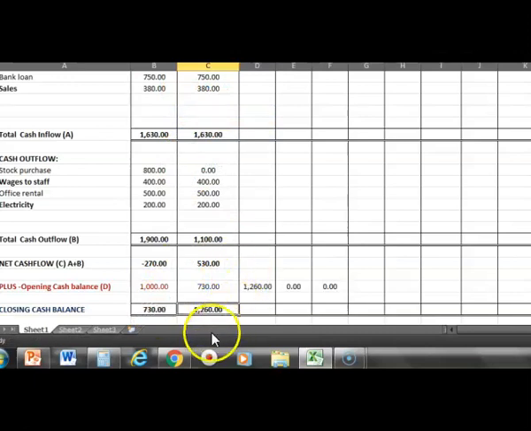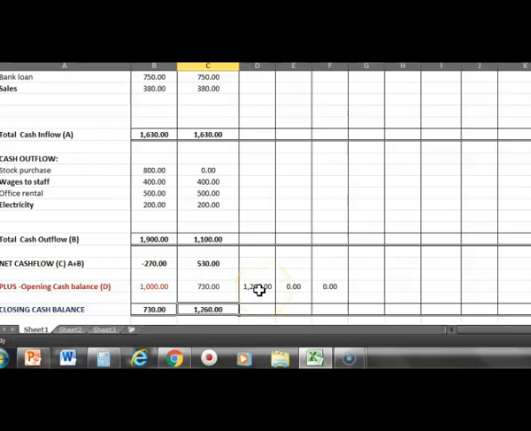Okay, so we get 1260. Now, as you can see, the closing cash balance for February has automatically become the opening cash balance for March, because I put the formula there already. So that gives me the opening balance.